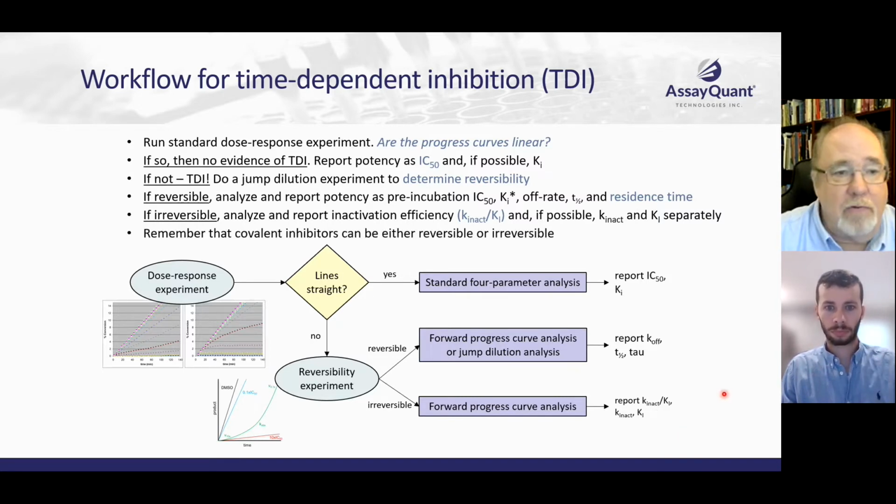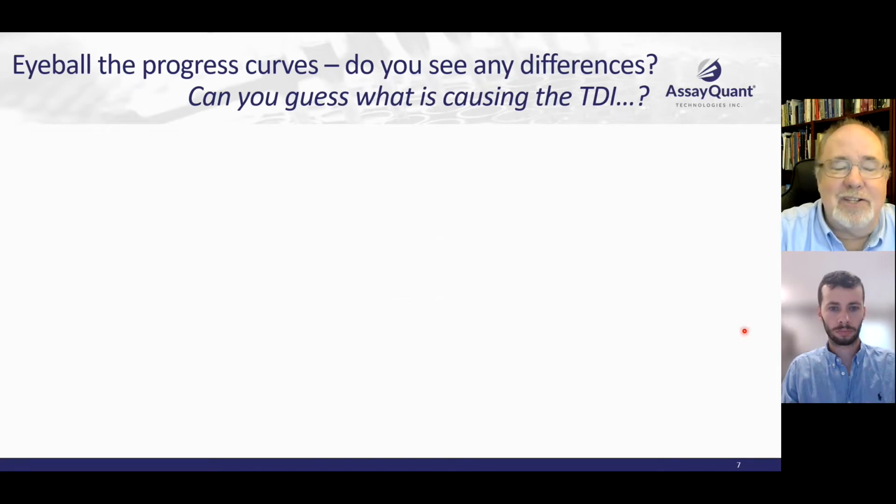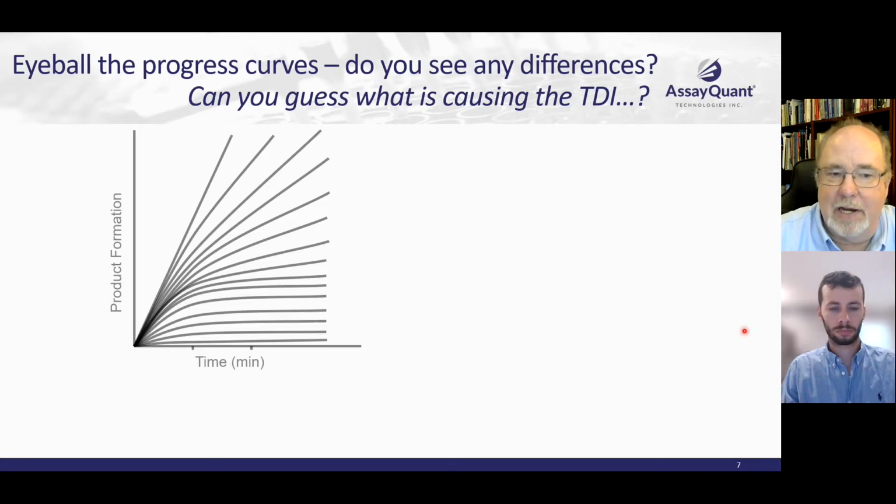So just one further note before I go on from here. It's important to note that not all irreversible inhibitors are covalent, okay? And not all covalent inhibitors are irreversible. So covalent and irreversible are not synonyms. Just bear that in mind. There are reversible covalents, and there are irreversible inhibitors that are not covalent. All right, so let's get into the details about those two different types of time-dependent inhibitors.